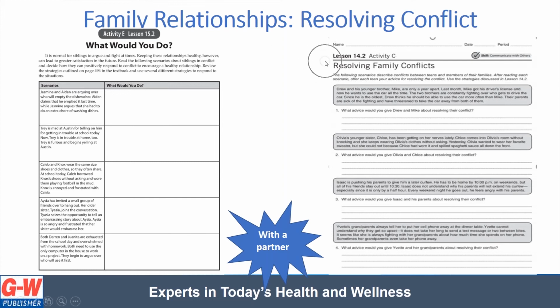The activity on the right-hand side, titled Resolving Family Conflict, once again allows students to read the following scenarios about both siblings and parents and guardians in conflict, and then provide advice: what advice would you give these two individuals to resolve their conflict? I would also have students do this with a partner.